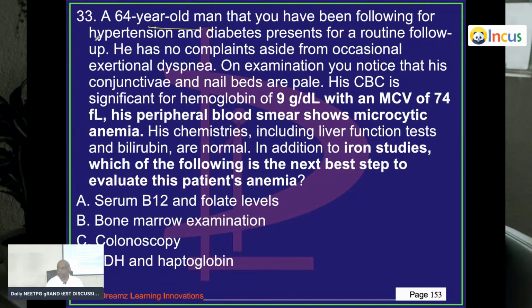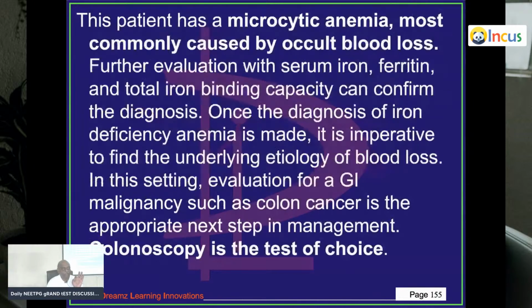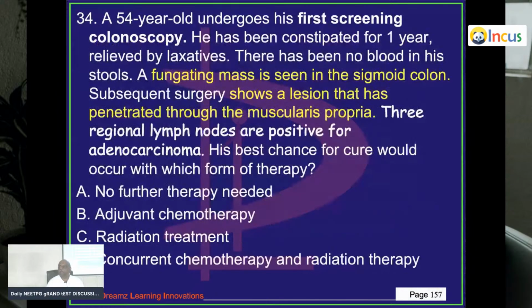A 64-year-old man with hypertension and diabetes, hemoglobin is 9, MCV is 74, microcytic anemia. So what is the next best step for the patient's anemia? Always, in any elderly person presenting with iron deficiency anemia, you need to evaluate for underlying colorectal cancer. That is the reason colonoscopy is a must, because commonly it is the occult blood loss that leads to microcytic anemia in an elderly person.